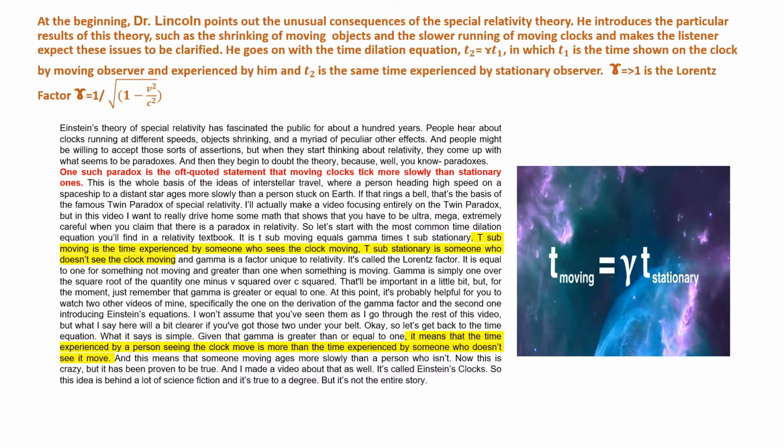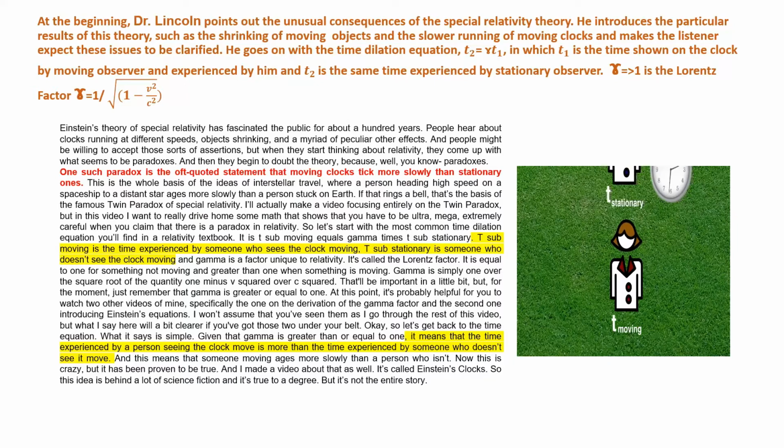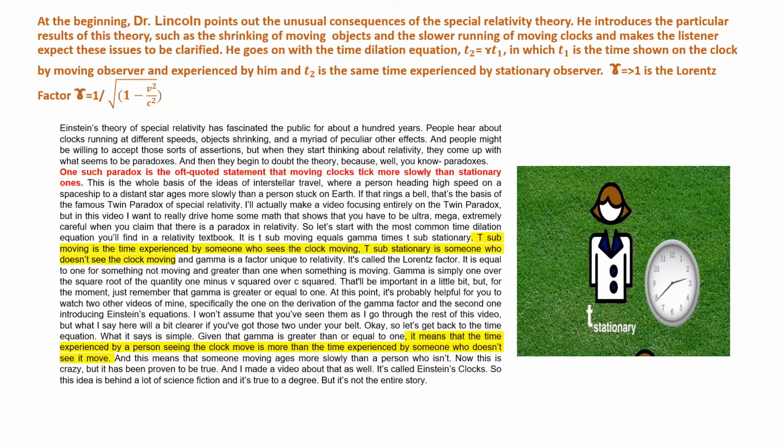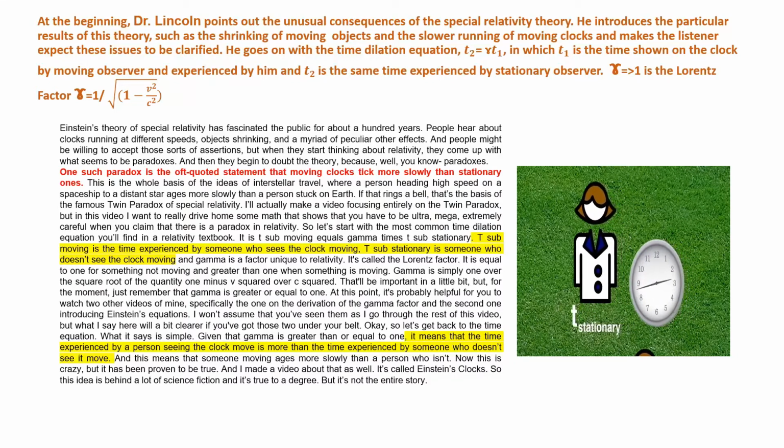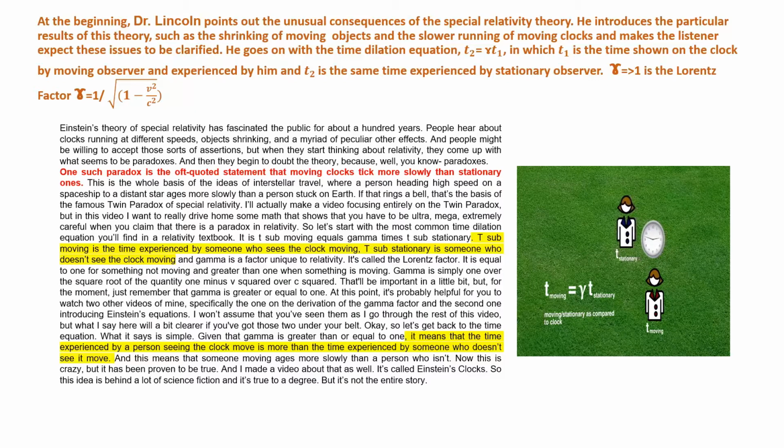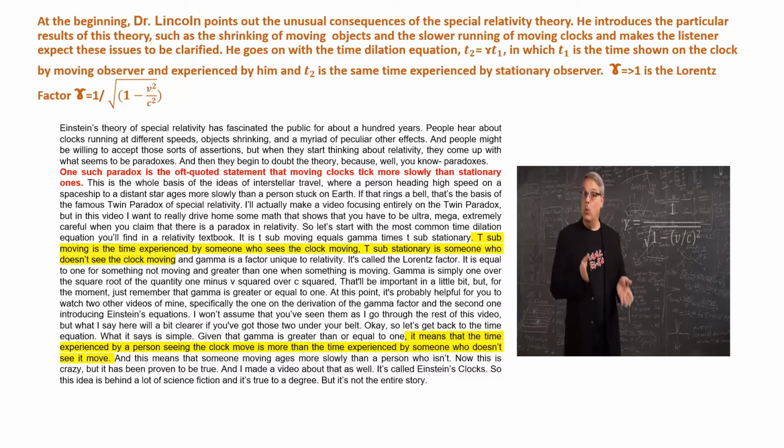It is T sub moving equals gamma times T sub stationary. T sub moving is the time experienced by someone who sees the clock moving. T sub stationary is someone who doesn't see the clock moving, and gamma is a factor unique to relativity. It's called the Lorentz factor. It is equal to 1 for something not moving and greater than 1 when something is moving. Gamma is simply 1 over the square root of the quantity 1 minus v squared over c squared. That'll be important in a little bit, but for the moment, just remember that gamma is greater than or equal to 1.